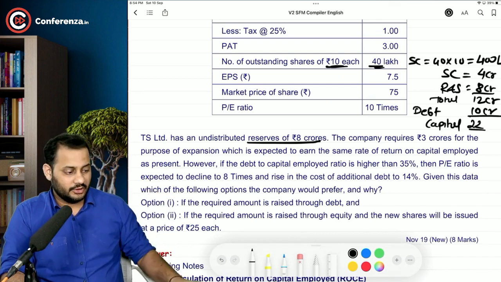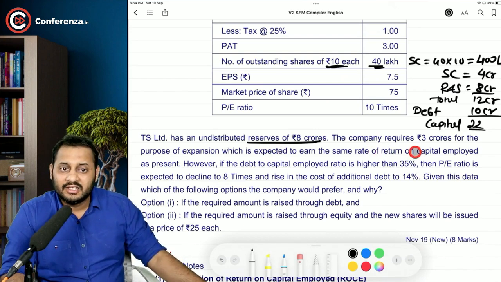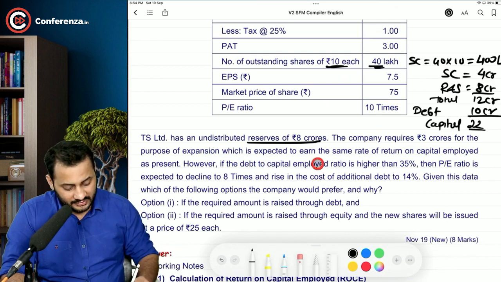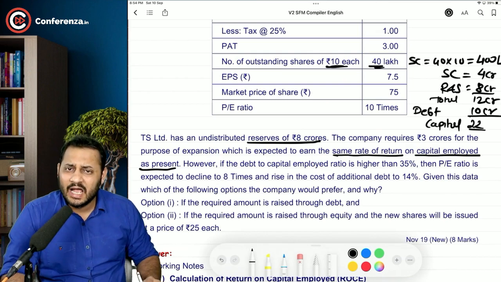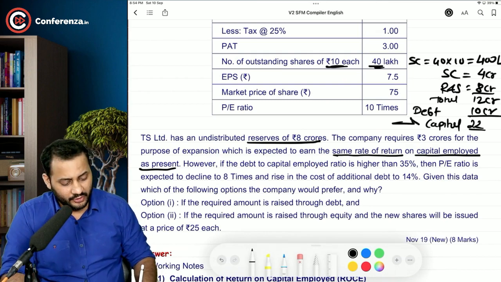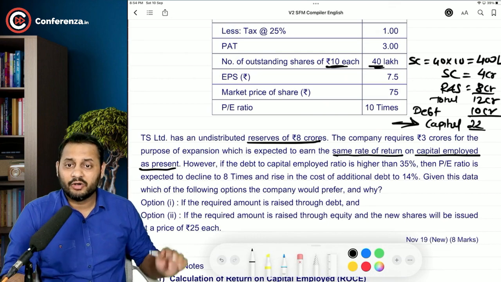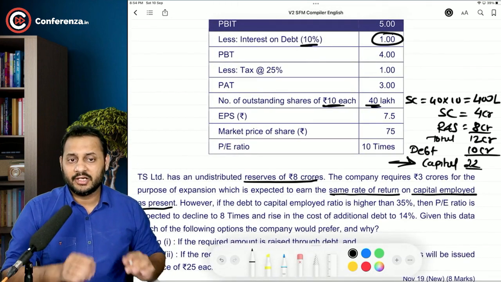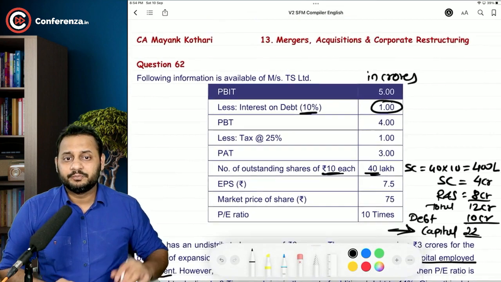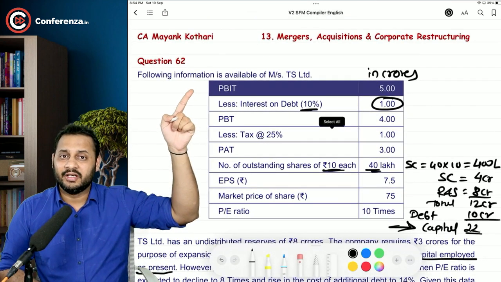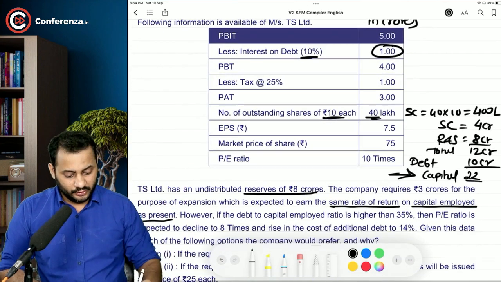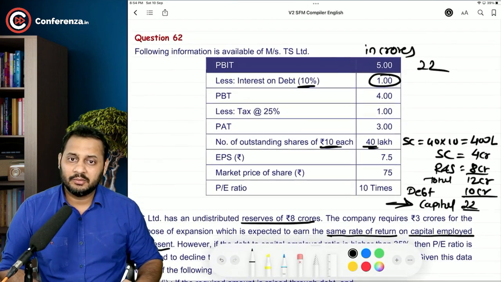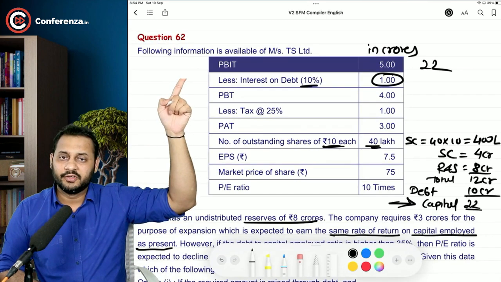Now, the company requires 3 crore for the purpose of expansion, which is expected to earn the same rate of return on capital employed at present. What is the capital employed at present? 22 crore. That's why I calculated this. And what is the return on the capital employed? Try to understand. This PBIT belongs to the debt and equity. So if you are taking 22 crore capital employed, take the PBIT figure.